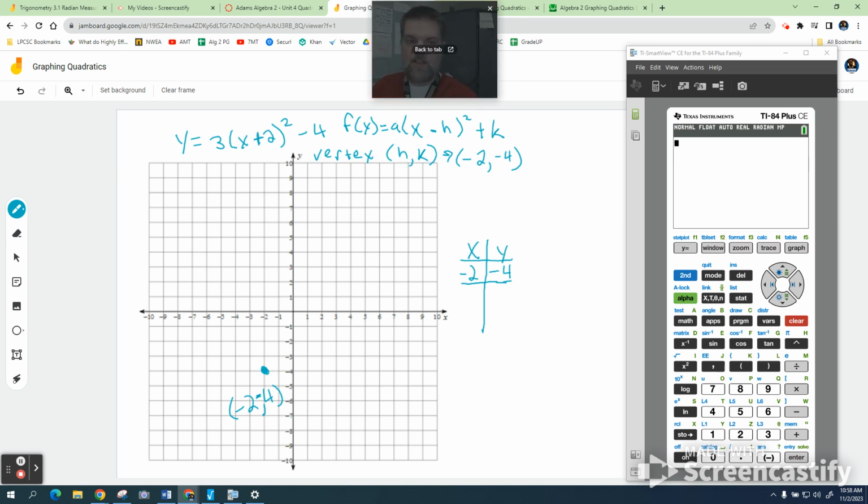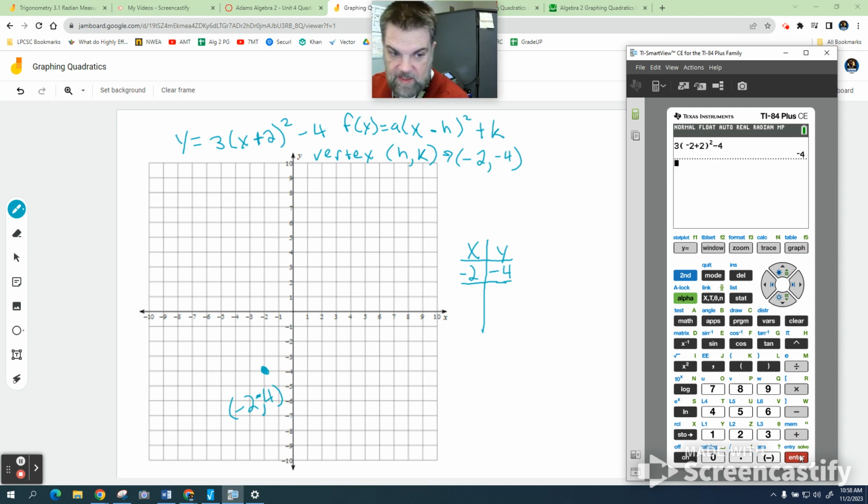All right, let's double check it. So what I'm going to do is plug this in the calculator. I'm going to say 3 times the quantity, for x, we're going to plug in negative 2. Now, this is going to be confusing because you got to remember when to use a negative and when to use a minus. If you get an error message, like it says syntax error, you use the wrong symbol. Now here I got to say subtract 4. Enter. It does equal negative 4.